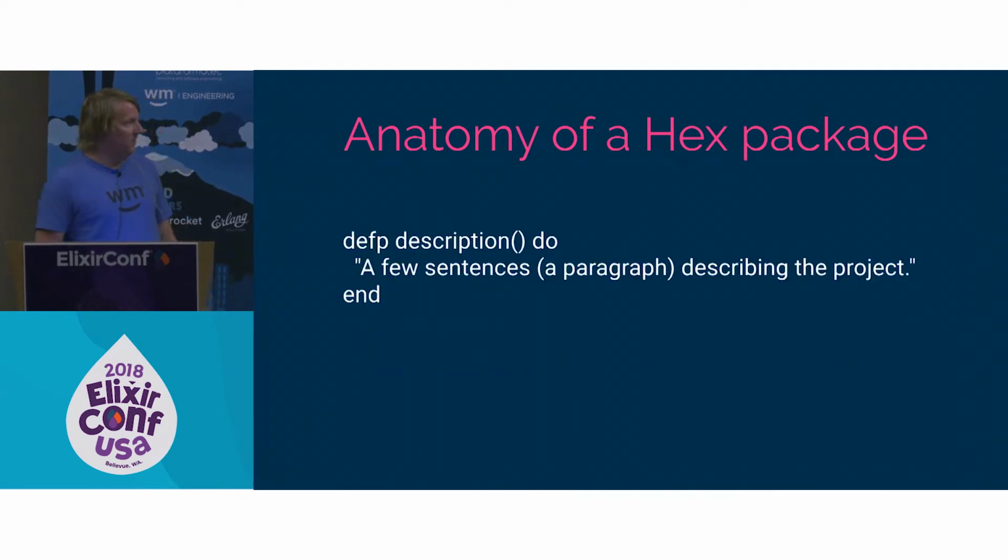Next is the description. This is the description of what your Hex package does. This is really important because it's one of the few pieces of metadata in a Hex package that's searchable. When you're looking for a library that serves a specific purpose, most likely you're going to go to hex.pm or use the CLI to search for specific terms, Elasticsearch or Postgres, for instance. The description is one of the few pieces of metadata that's actually being searched when you do that.